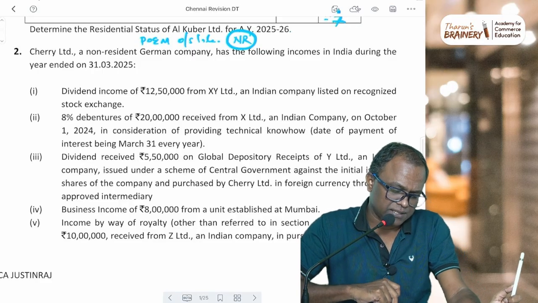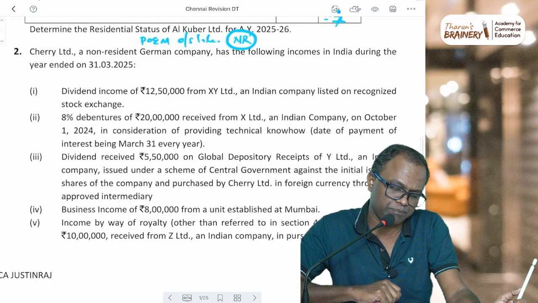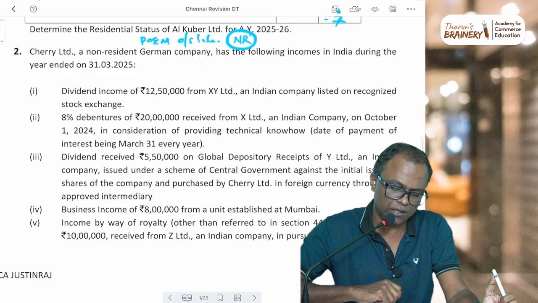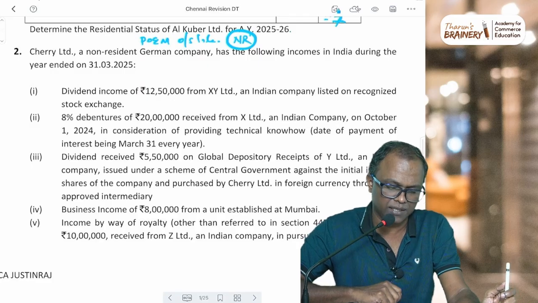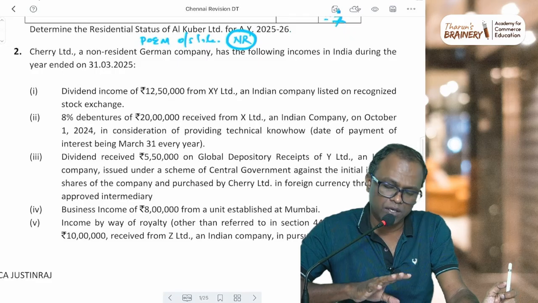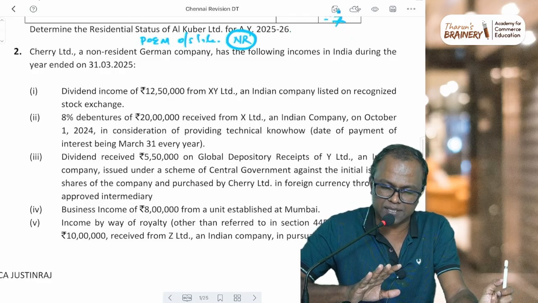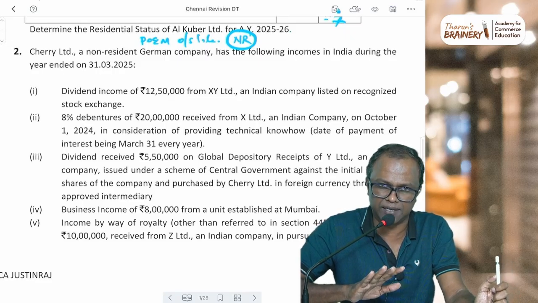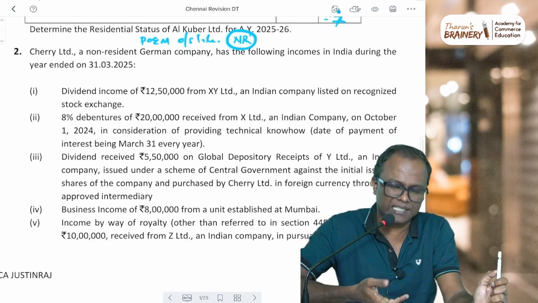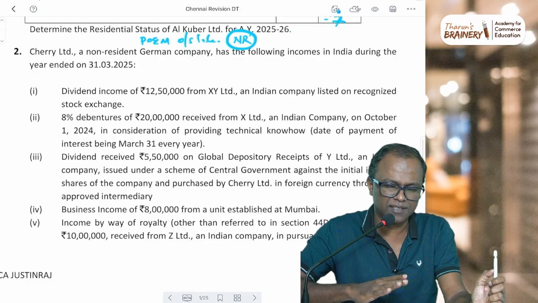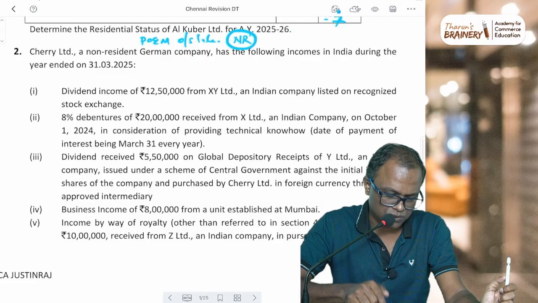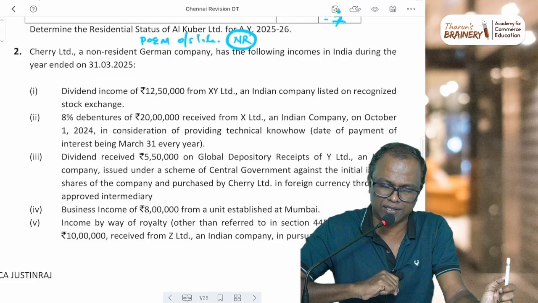Third, dividend received of rupees 5,50,000 on Global Depository Receipts of Y Limited, an Indian company, issued under a scheme of central government against the initial issue of shares of the company and purchased by Cherry Limited in foreign currency through an approved intermediary. If you see GDR, you must keep in mind it is definitely section 115AC. So GDR income, income by way of return from GDR as well as capital gain from GDR, is governed by section 115AC, flat rate 10%. So this dividend from GDR will be taxable at a flat rate of 10%.